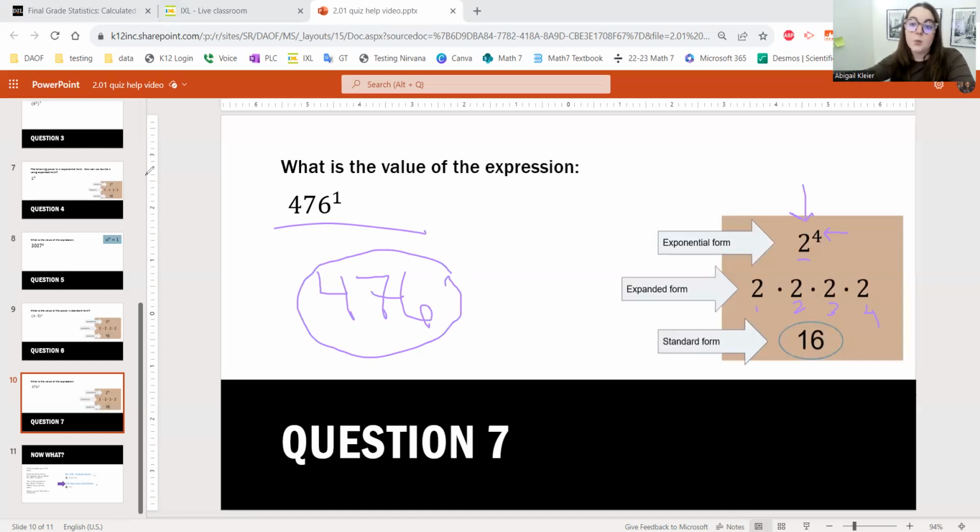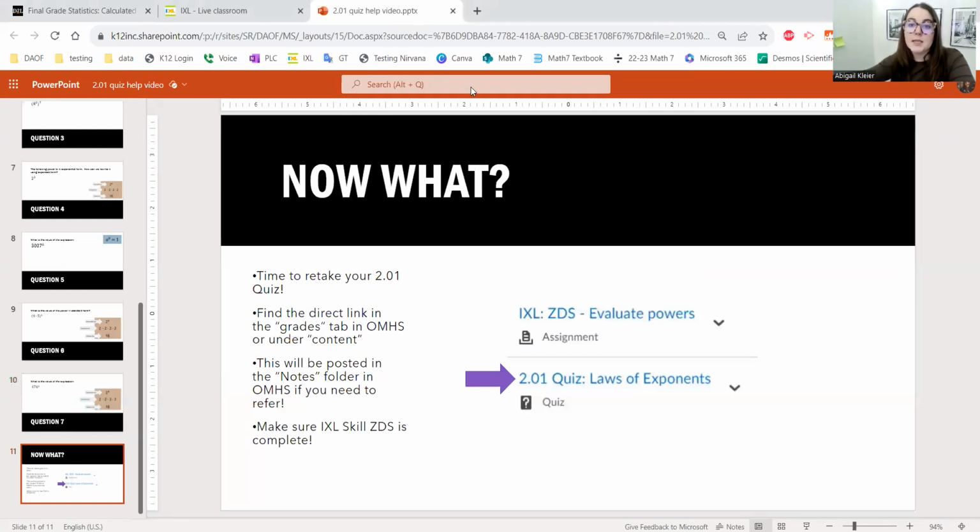All right, guys, so now we have gone over all 7 questions. Again, the numbers did look different, but your steps are the same. So at this time, it is time for you to retake or take for the first time your 2.01 quiz on laws of exponents. Also, please make sure you've already completed your IXL skill, Evaluate Powers. Both of those skills are due on a Friday. If you need anything or if you have any questions, feel free to reach out to your teacher. But hopefully this video helped you and you feel more confident before taking that quiz.